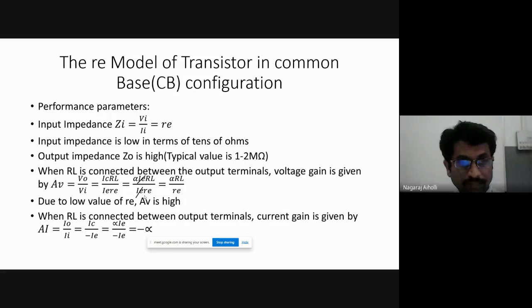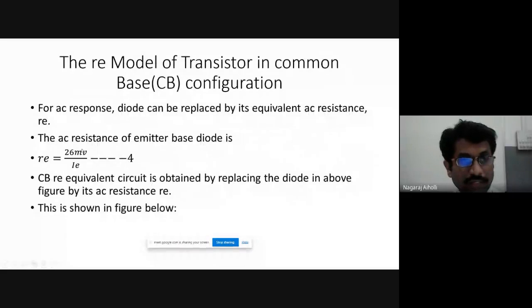Now, the value of RE is less. If we consider this formula here, RE is equal to 26 millivolt by IE. Millivolt is very small with respect to the emitter current, correct? Emitter current is slightly higher than this 26 millivolt. RE is inversely proportional to IE. Therefore, the value of emitter resistance is high.